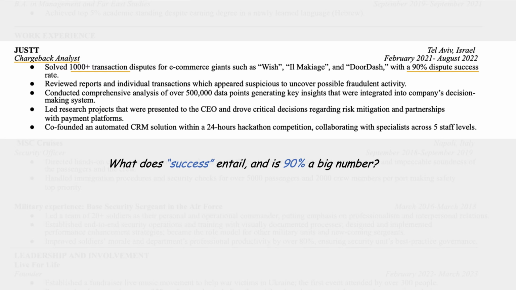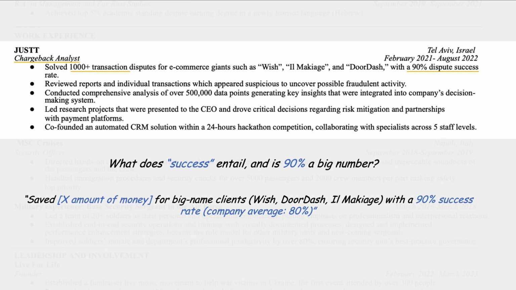I don't know, and with over 200 resumes on my desk, I'm not in the mood to try and find out. If I were the candidate, I'd write something along the lines of: saved X amount of money for big-name clients, Wish, DoorDash, Il Maquillage, with a 90% success rate, company average 80%. What I'm essentially doing here is, instead of being input-oriented, I wrote it in a result-oriented way. Nothing says performance like having real results.